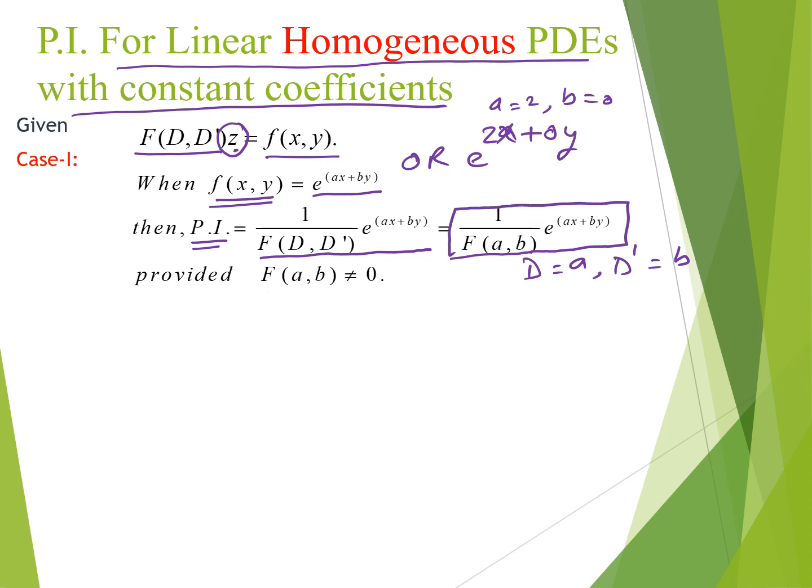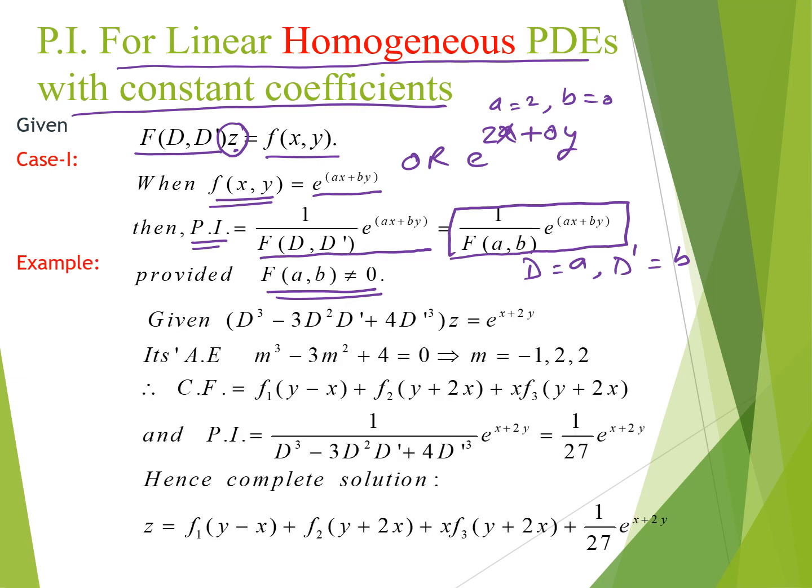Remember, the denominator is never equal to 0. Once it is equal to 0, then it will be a problem. Then we will use the previous first unit method. That is, if the denominator is 0, multiply by x, differentiate the function f(D, D') with respect to capital D, and again substitute the values of a and b in the denominator.